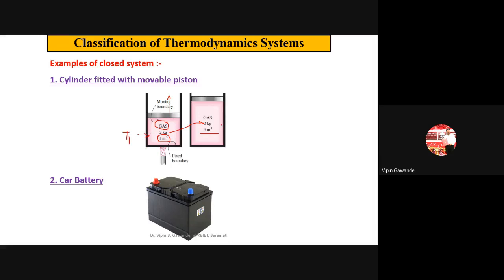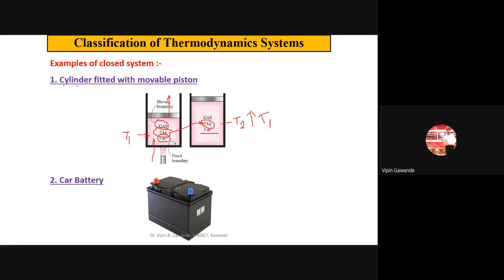Okay, and now this is the final temperature of the gas. Now this T2 is greater than what? T1. Why? Because we are heating this gas. So there is an exchange of energy. We are exchanging the energy with the gas, but there is no exchange of mass. So mass remains constant here. That's why this is the closed system.